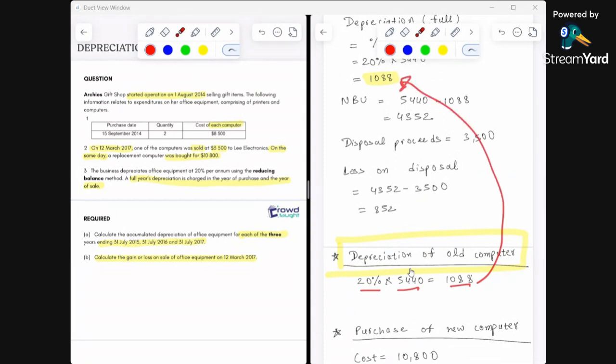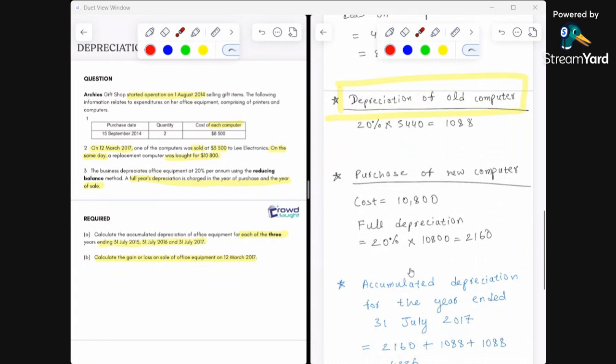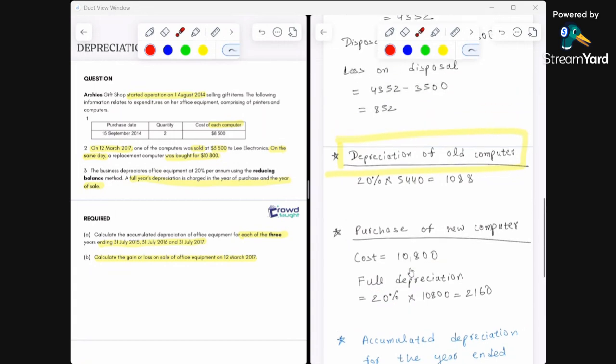Okay. Now, we also bought a new computer, and the cost of the new computer is $10,800, which is given here in the second line of information. And the company's policy requires us to find a full depreciation for this new computer, which is basically 20% multiplied by the cost of 10,800, which is 2,160.